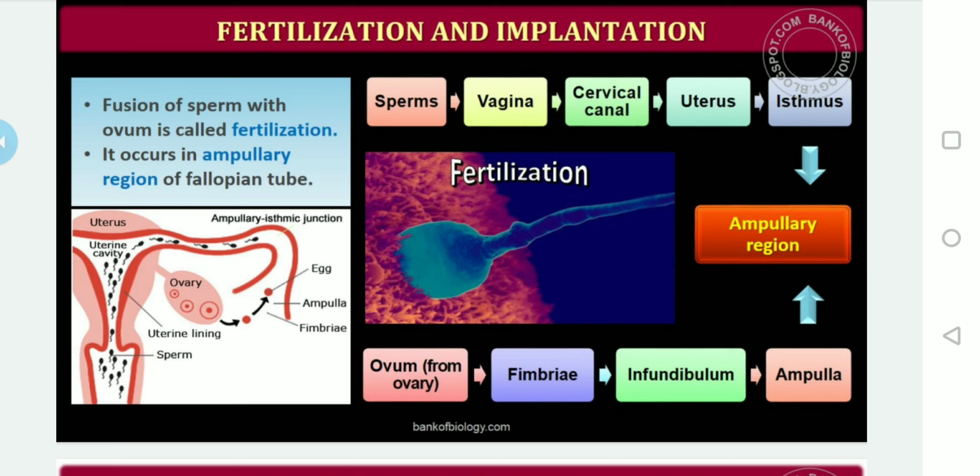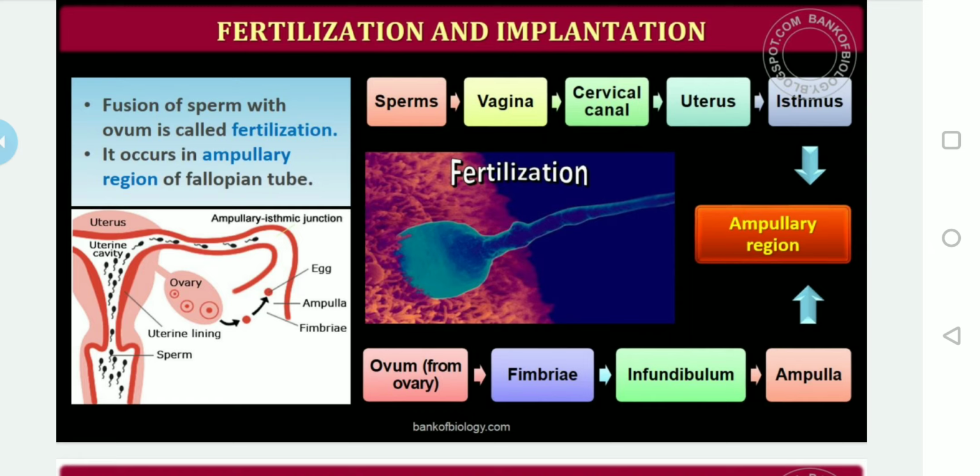After insemination, the sperms are released into the vagina, then start swimming, moving towards the cervical canal, then reach the uterus, and through the uterus reach the isthmus and the ampullary region. After the ovum is released from the ovary, it is received by the fimbriae, the finger-like projections, then moves towards the infundibulum and finally reaches the ampulla. Exactly at the ampullary region, the fertilization takes place.